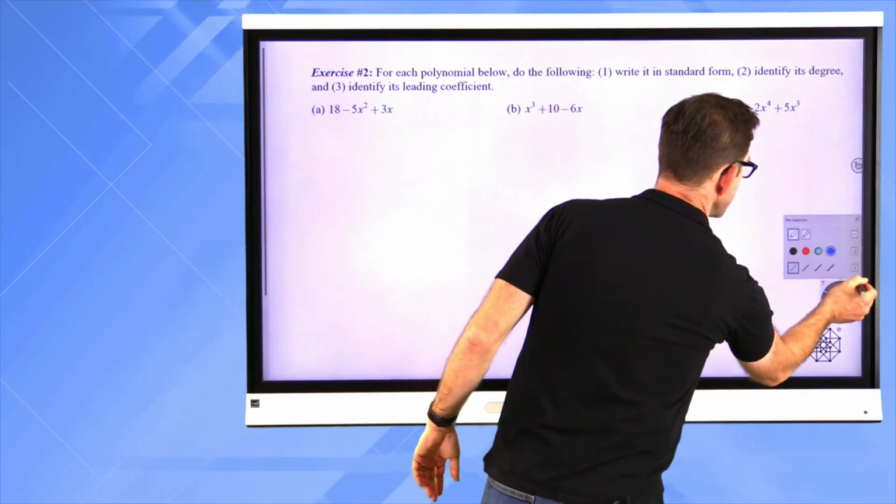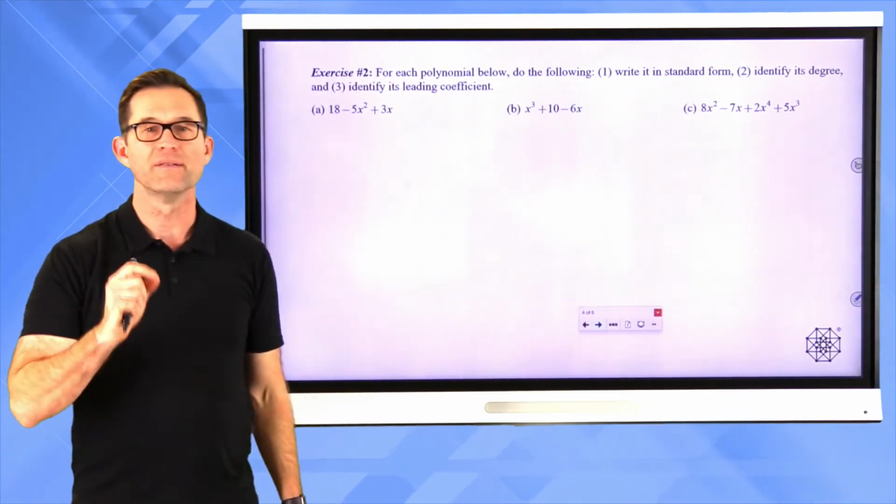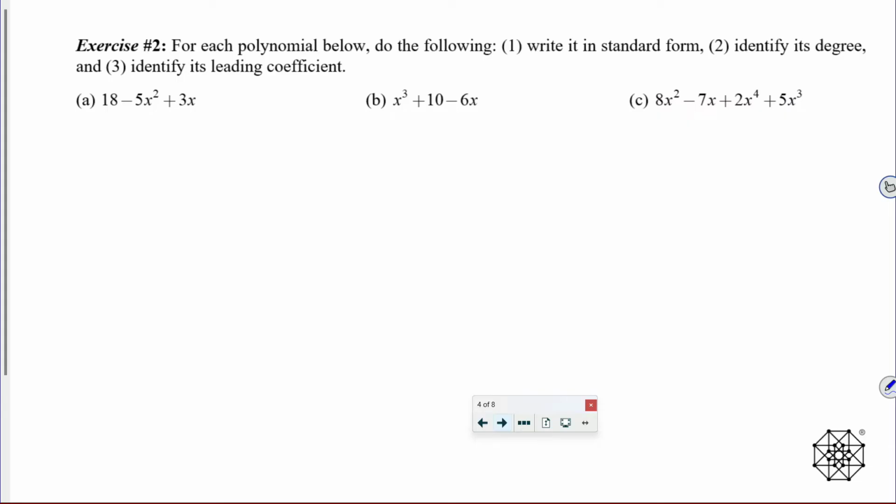Let me just change into blue. All right, so exercise number 2. For each polynomial below, do the following. Number 1, write it in standard form. Number 2, identify its degree. And number 3, identify its leading coefficient.